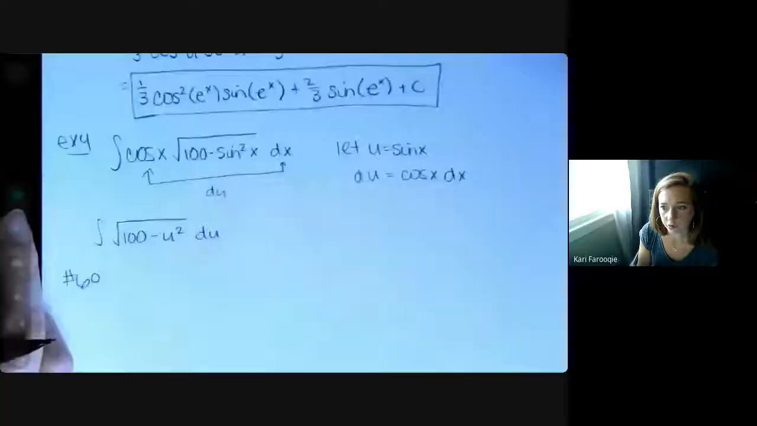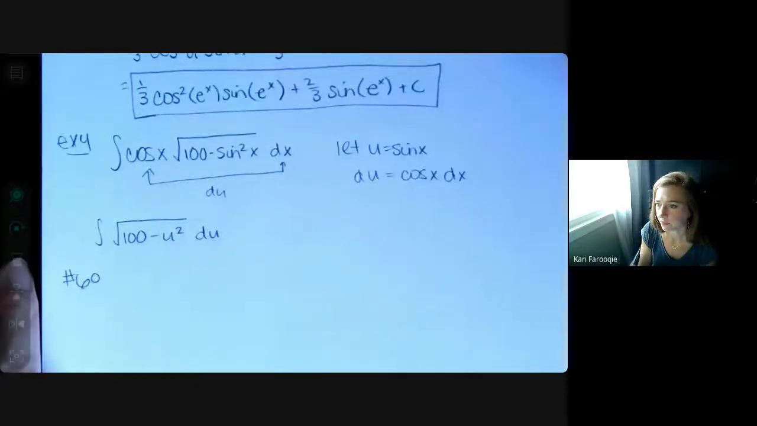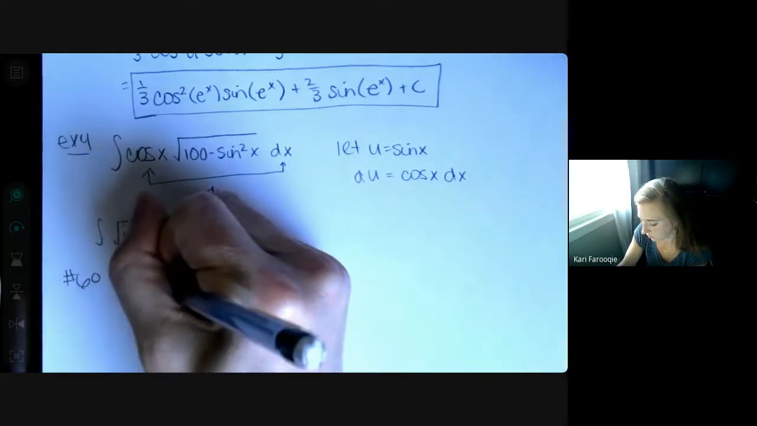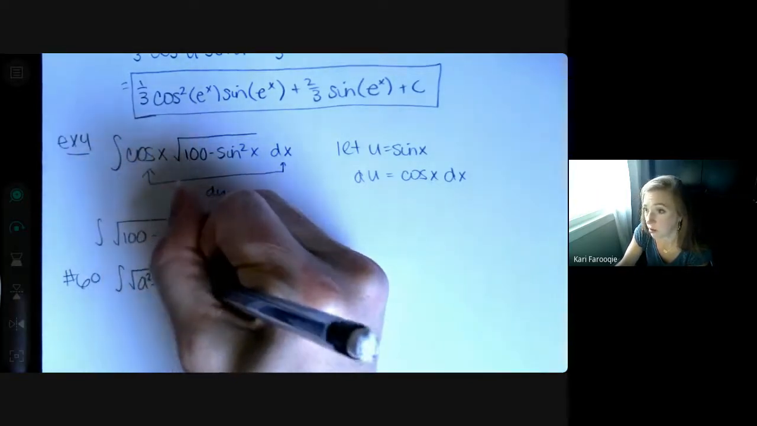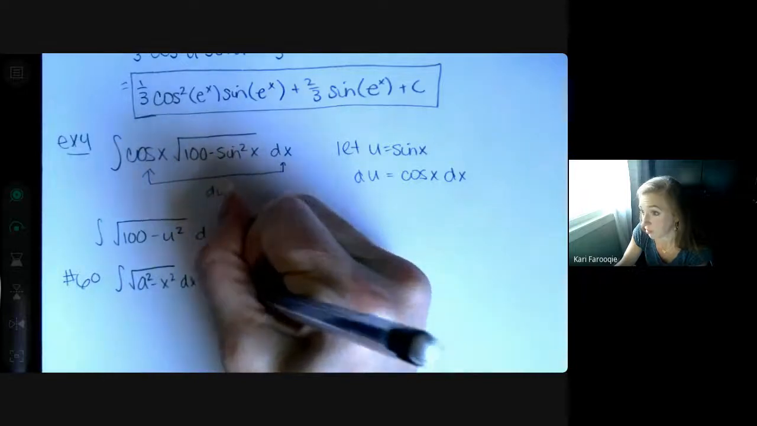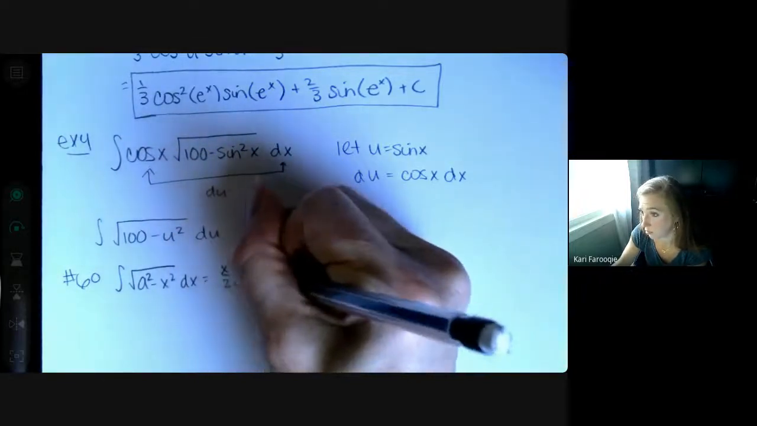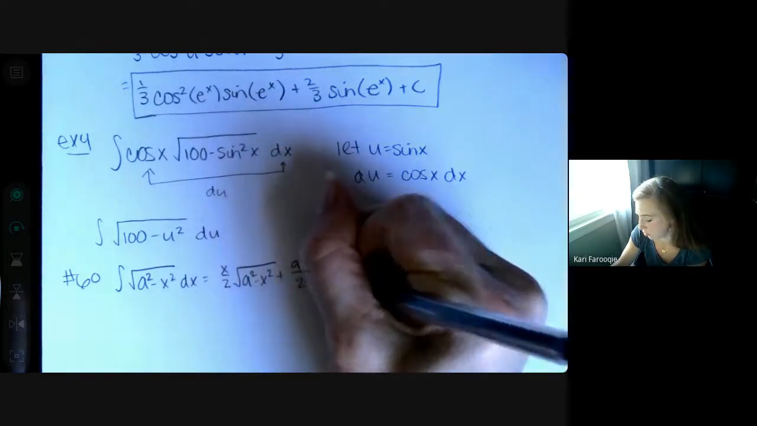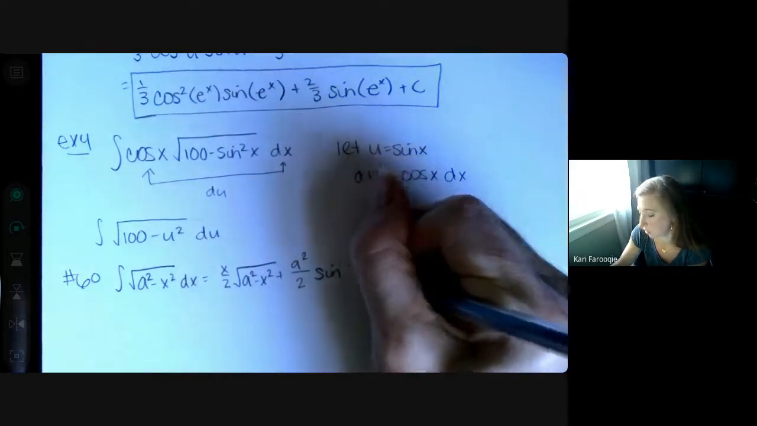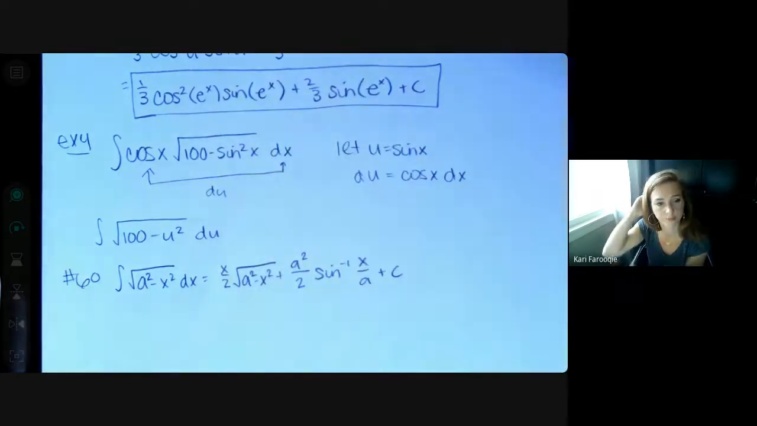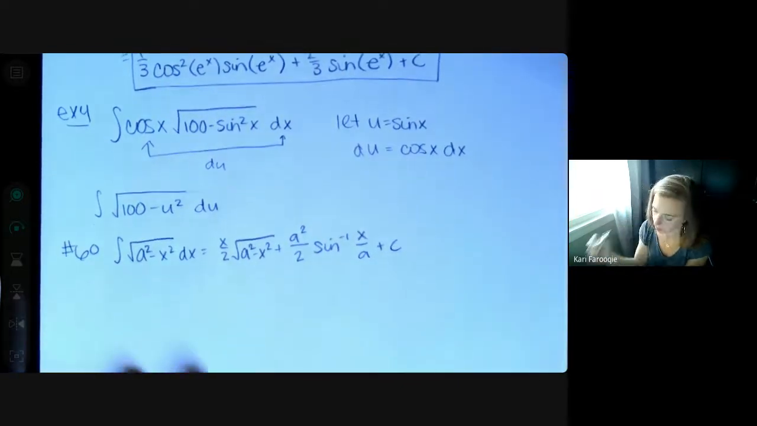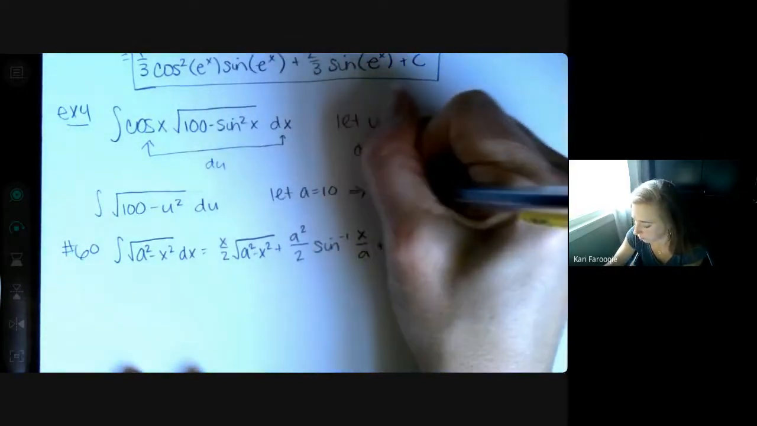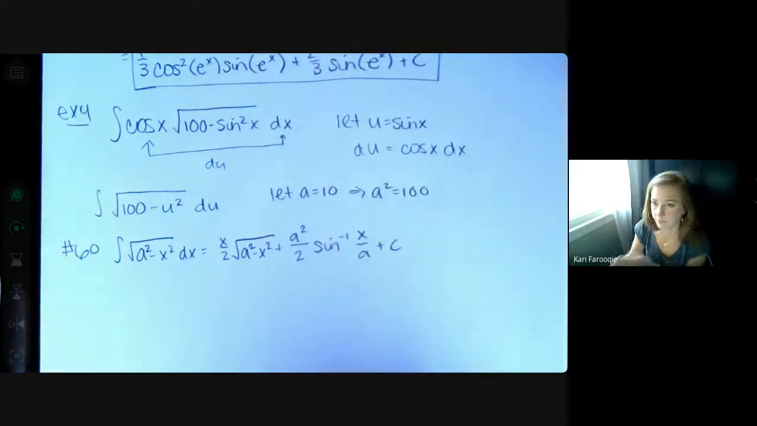Okay, back to our problem. Number 60 is the integral of the square root of a squared minus x squared dx. This is x over 2 times the square root of a squared minus x squared plus a squared over 2 inverse sine x over a plus c. Now, of course, we're going to let a be 10 because then we have a squared being 100.